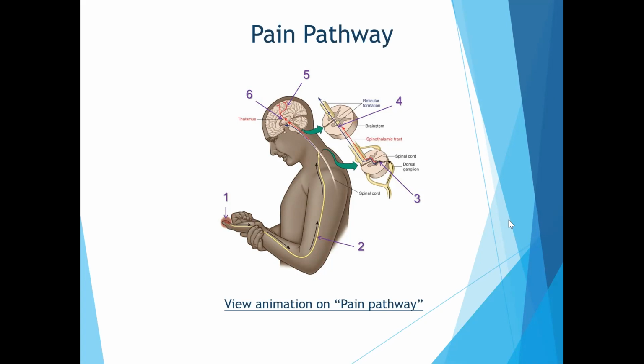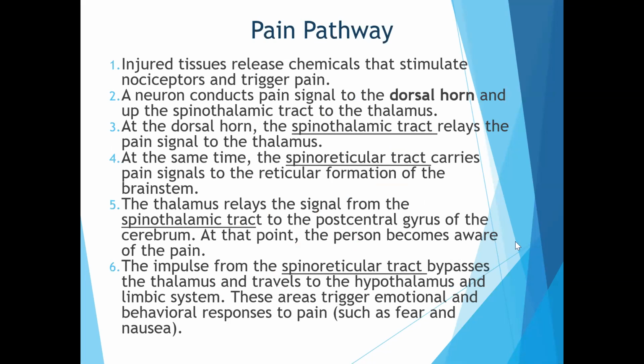Okay, so our pain pathway here, I just put a link to our animation from the book there. All right, so the book breaks it down into 6 steps total. Initially the injury happens, and those tissues release chemicals that actually cause the nociceptors to react and send that impulse to the brain.